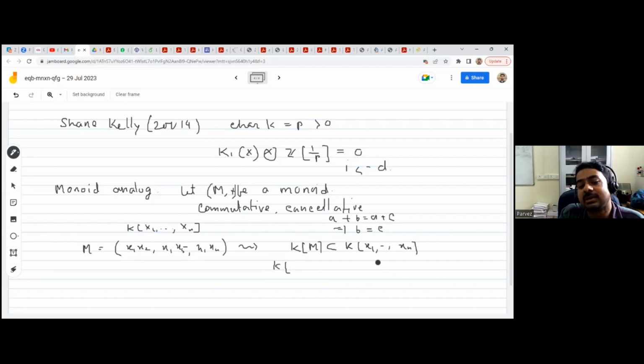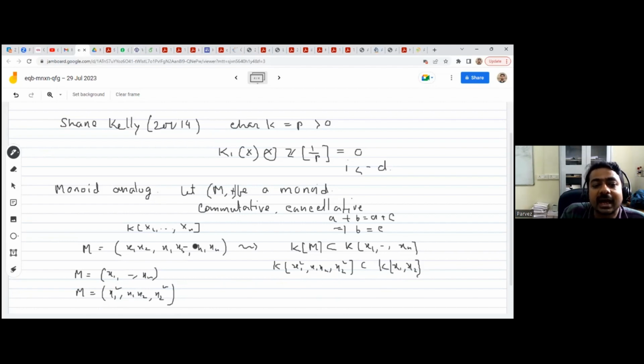And this is commutative cancellative, because you can take the monoid generated by x1 to xn. So this is like a free monoid. They do not have any relation. But if you take the monoid generated by, say, x1 squared, x1 x2, x2 squared, then it is not a free monoid. They have a relation, like this into this is the square. So you can take any monomials and take the monoid generated by these things. So you can form a lot of rings in this way.